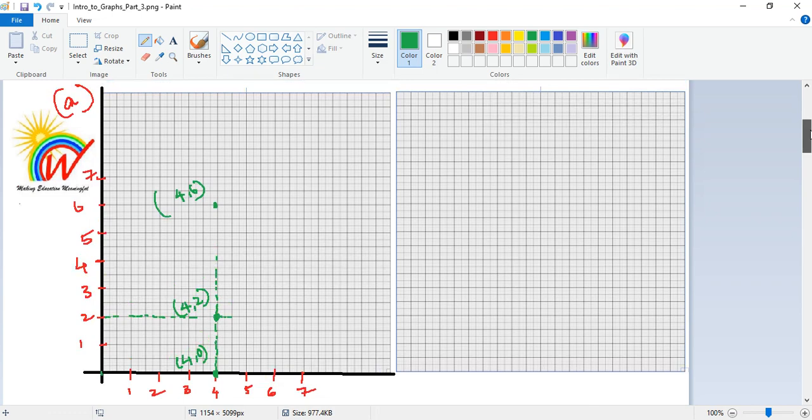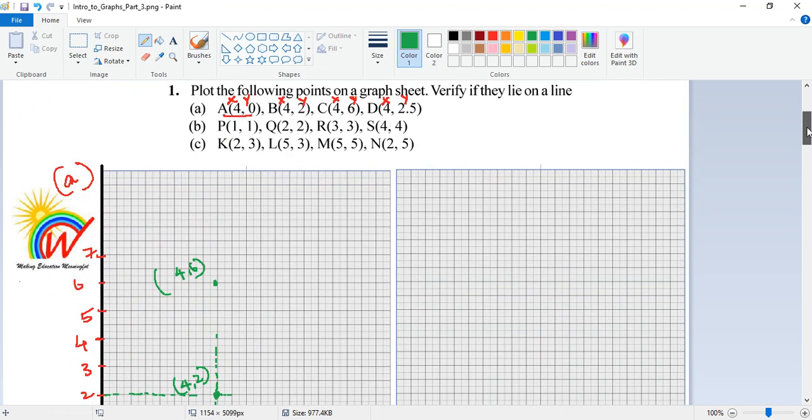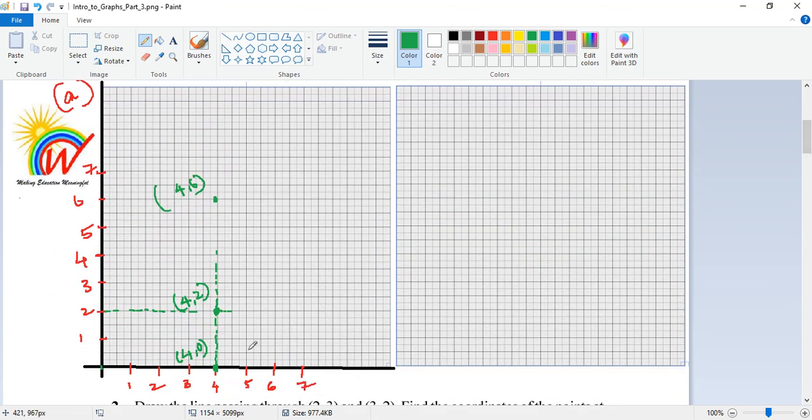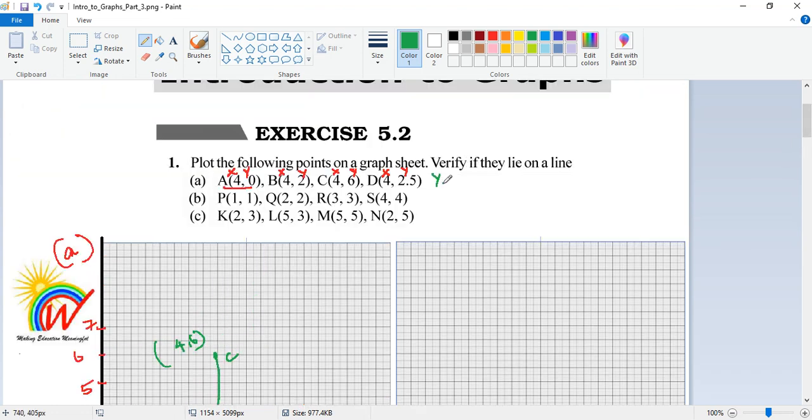Then comes the next one, 4 comma 2.5. So 4 over here, 2.5 is over here. So this is your A, this is point B, this is point C, and this is point D. So are they lying on a straight line? Yes, of course they lie on a straight line, right? That is what you should say. Now let's come to the next one.